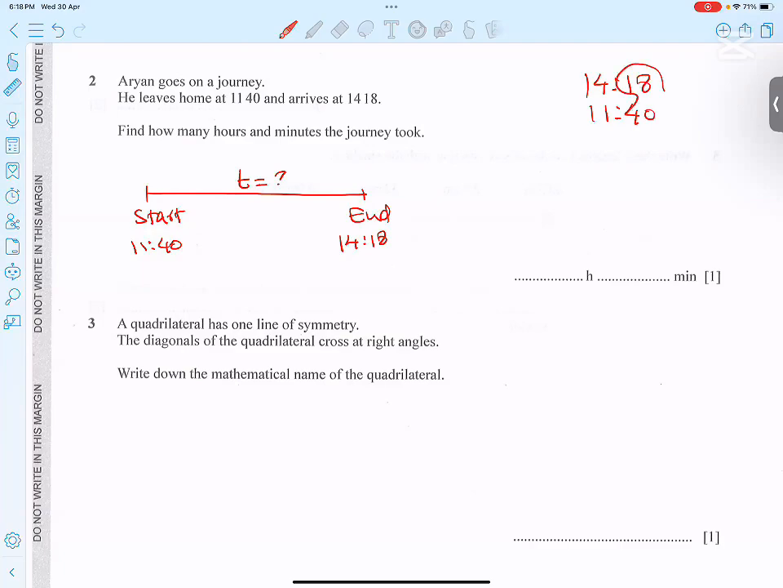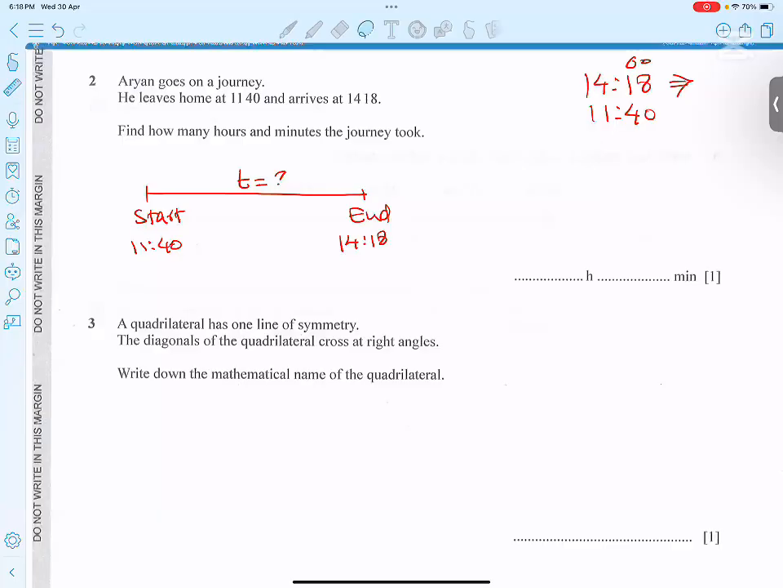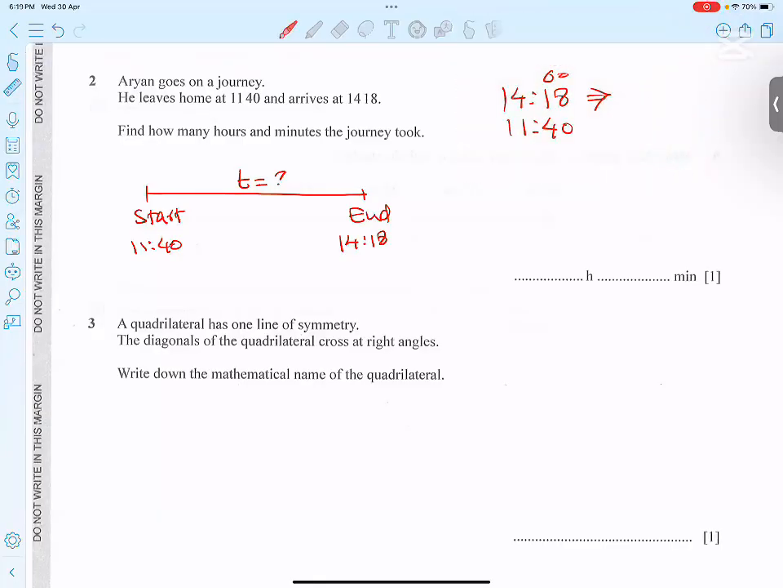This number is smaller than that, so borrow one from here. When I borrow from here, I add 60 here because 1 hour is 60 minutes. So this turns to be 13 and 78, because if I add 60 it is 78, and then 40 is subtracted. Out of 78, 40 gone, we got 38. And here I got a 2. So the answer is 2 hours and 38 minutes. I hope you got the point.